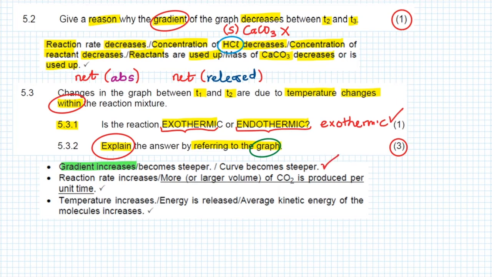Now we interpret what we saw. We know that the gradient increasing means the reaction rate increases, or you can say more or larger volume of carbon dioxide is produced per unit time. The words per unit time are very important because that emphasizes that we are dealing with reaction rate. If you just say more carbon dioxide is being produced, then you are not referring to the rate of the reaction. Please make sure that in this section you never leave out the words per unit time. So that is going to get you your 2nd mark, the interpretation of what we see when we look at the graph.